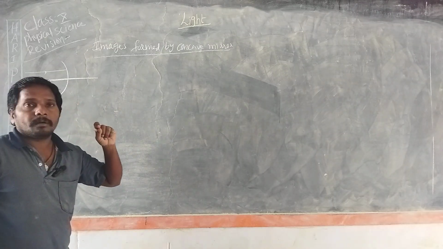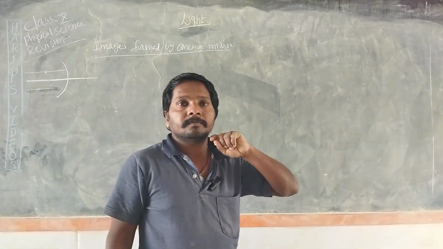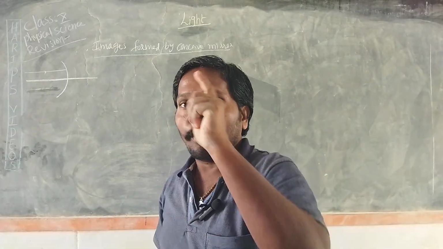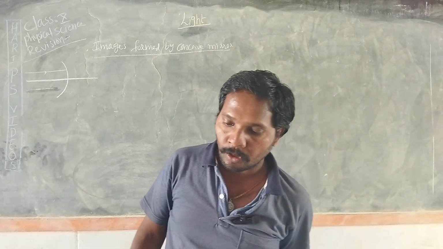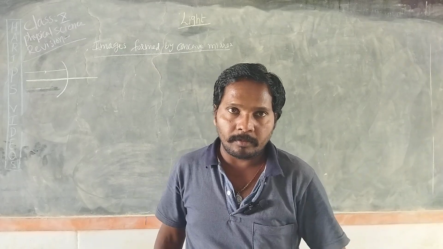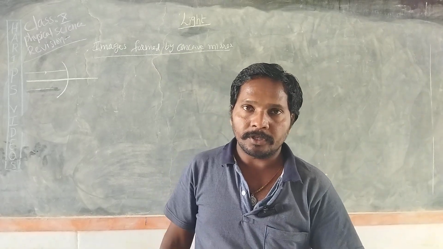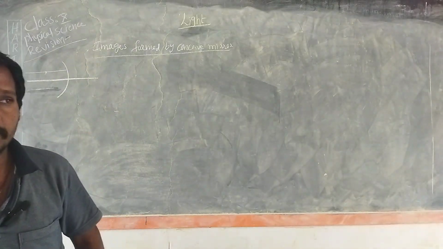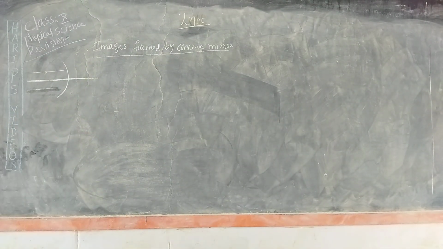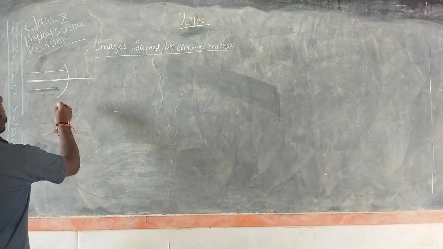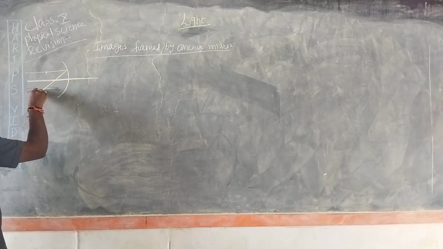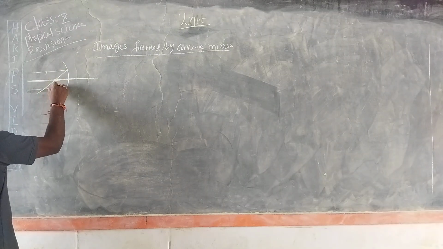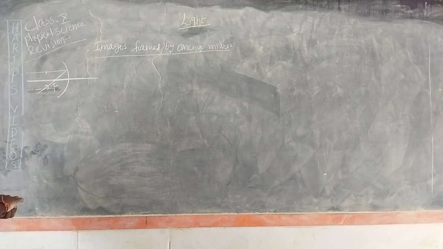Focus, optic center, focus, pole of the mirror. You have to revise by watching my previous videos. Center of curvature, all should be revised. Okay. So it passes through focus. This is the first rule.